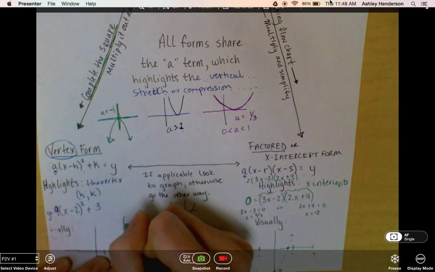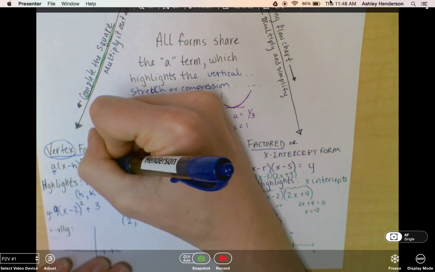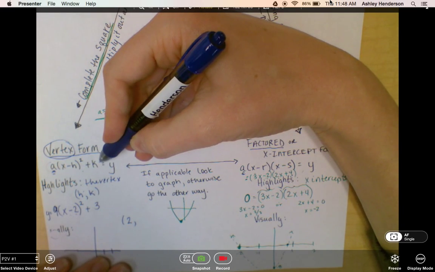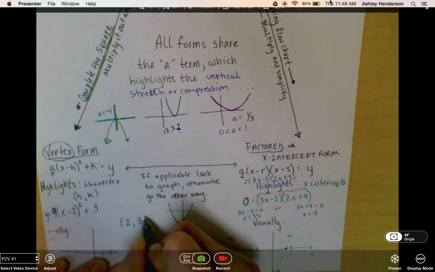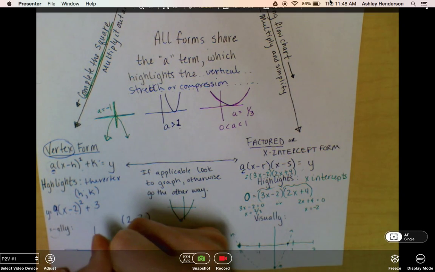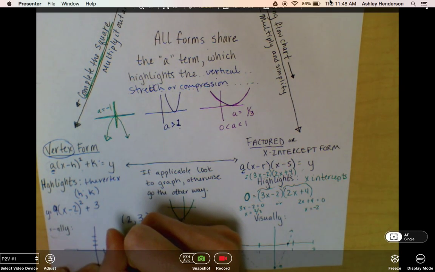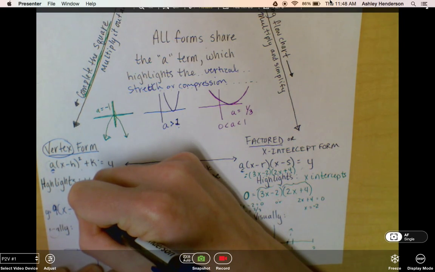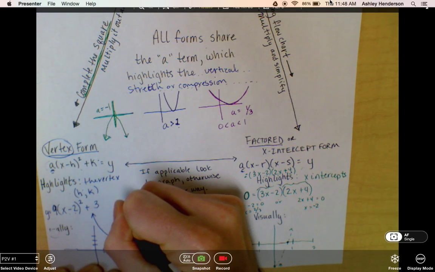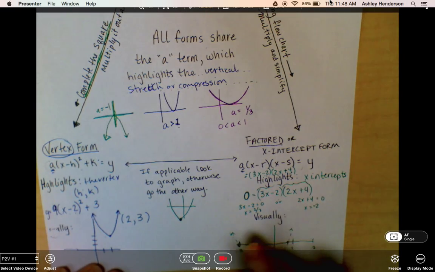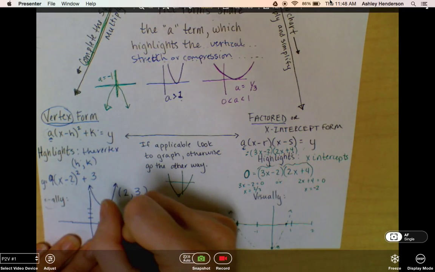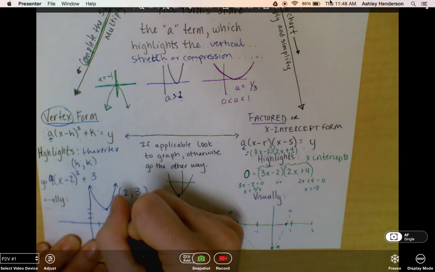So our vertex is going to be at 2, and k is exactly what you would think it would be. k is going to be 3. So my vertex is at 2, 3. It's going to open upwards and be really steep because we've got that 9. And then we could calculate out the y-intercept by multiplying everything out if we wanted to. Our vertex at 2, 3 is that point down there.